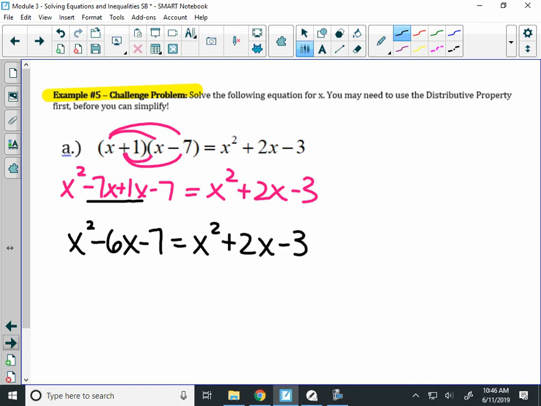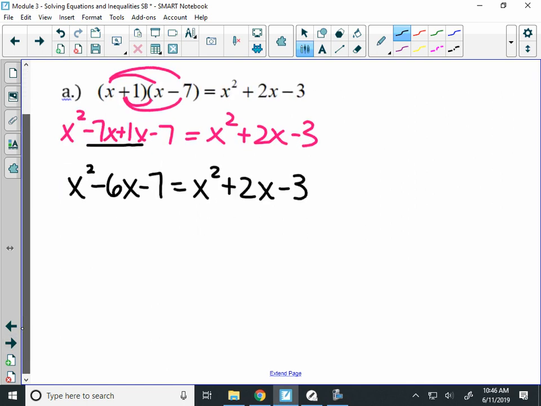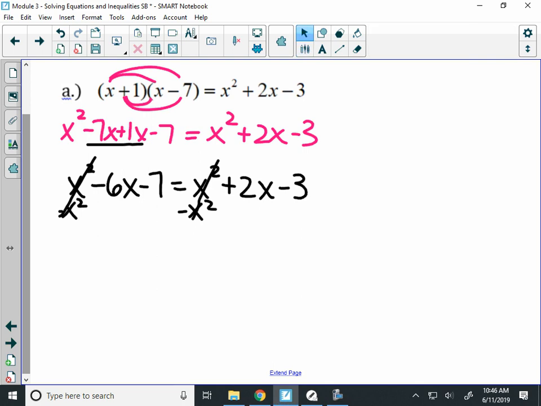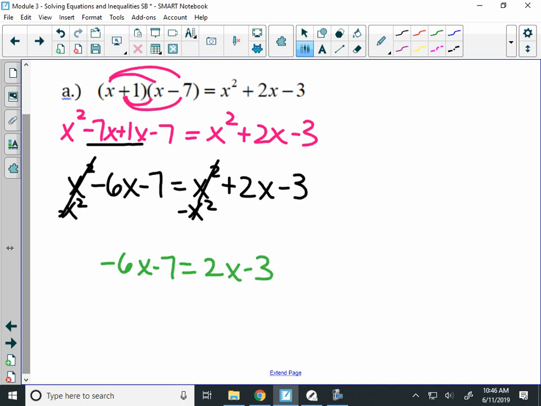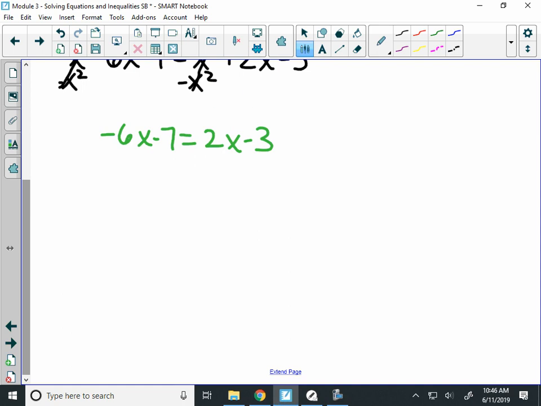Now, I want to put all the terms together. I have an x squared on both sides. I'm going to deal with that first. If I subtract x squared, notice that it actually goes away from both sides, which is good because we haven't solved anything else with an x squared yet. So really, you just have negative 6x minus 7 equals 2x minus 3. And you can go ahead and just finish solving that like we have been. So I'm going to move the 6x, so I get rid of the negative.